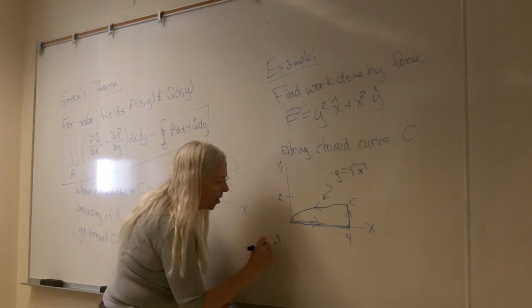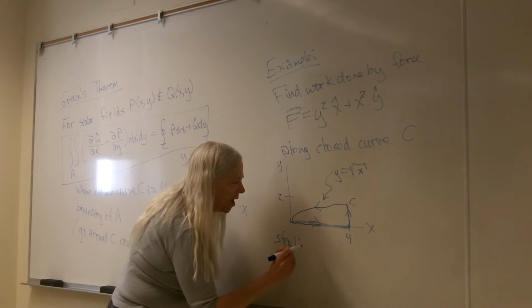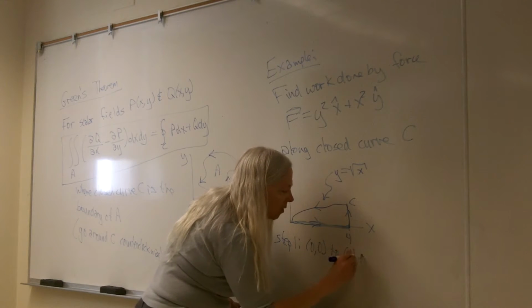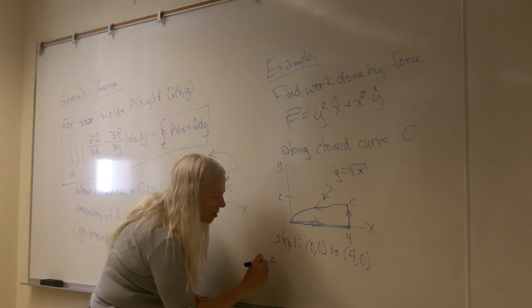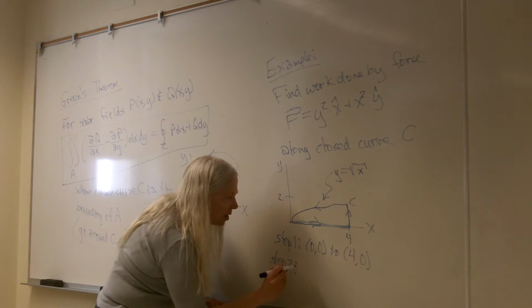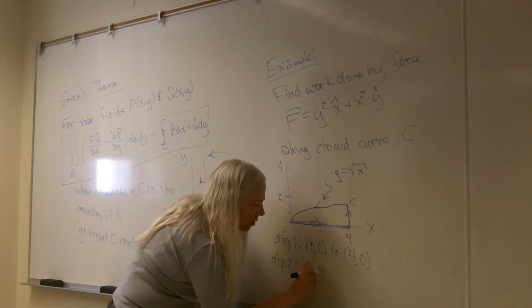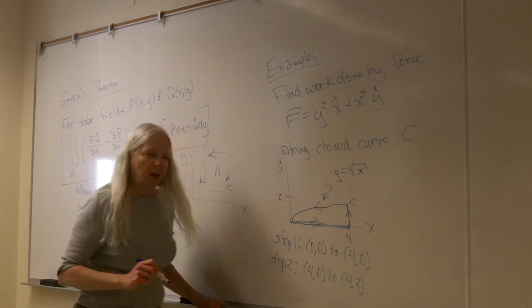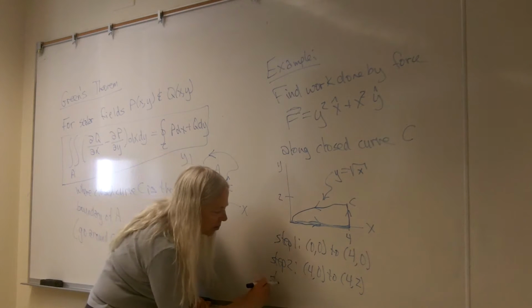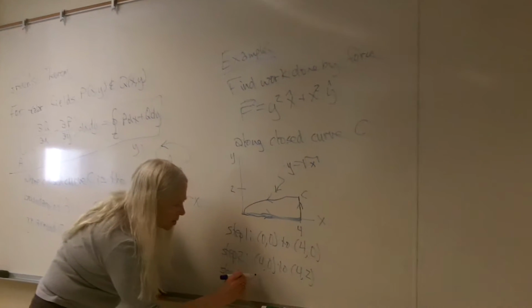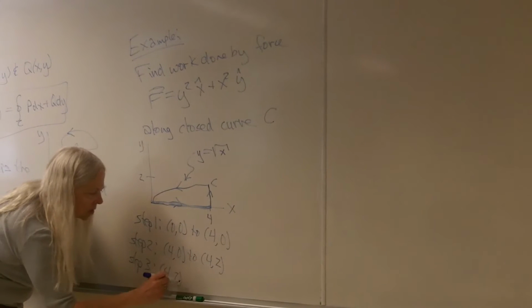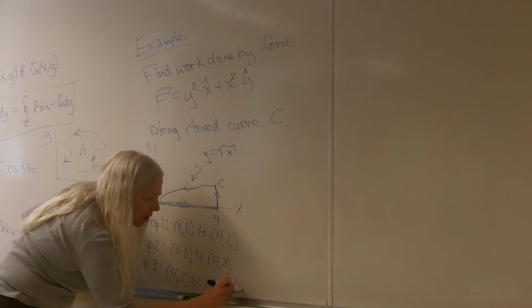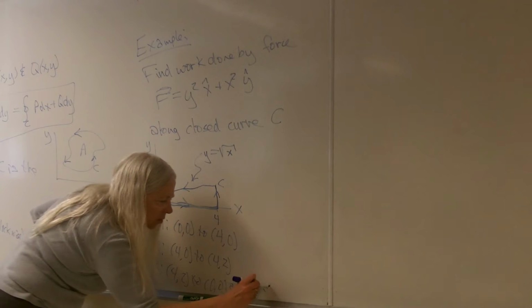Right? There are 3 parts to that curve. Step 1, we said, is from the origin to the point (4, 0) along the x-axis. Step 2 is from the point (4, 0) to the point (4, 2) along the straight vertical line segment. And then step 3 was from the point (4, 2) to the origin along the curve y equals the square root of x.